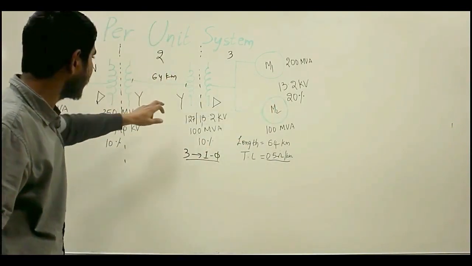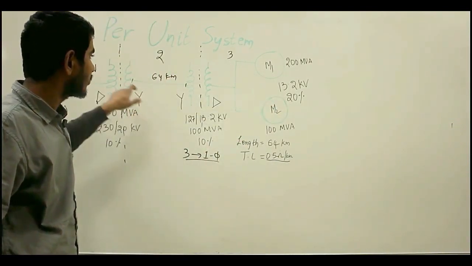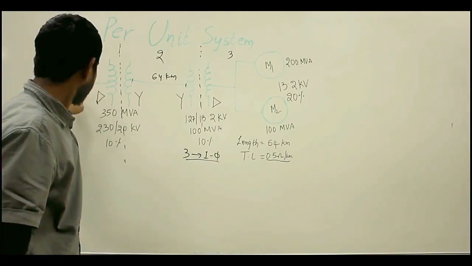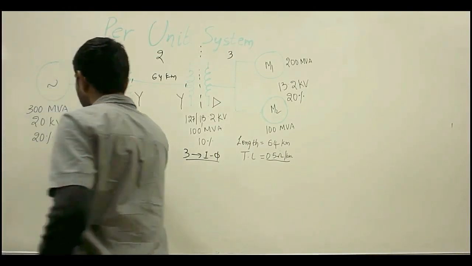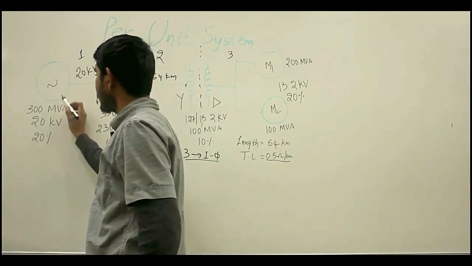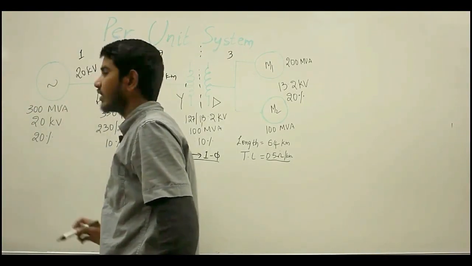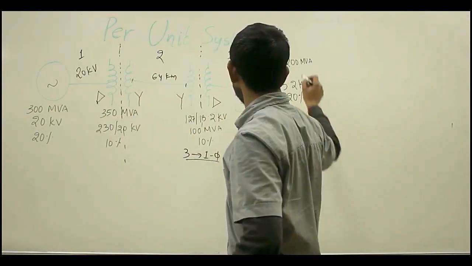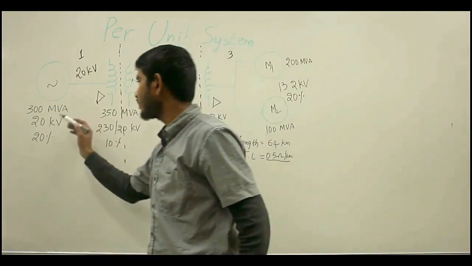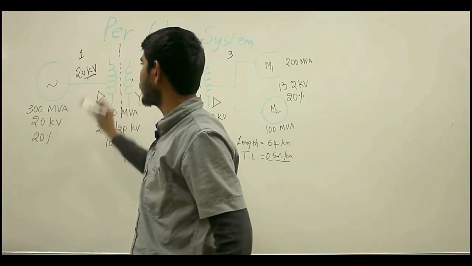Now we are required to find the impedance diagram for this transmission line. So you are asked to take the base MVA of the generator and base kV for this generator circuit. So 300 MVA is the base for this whole transmission line, and for this generator circuit I am having 20 kV as a base.